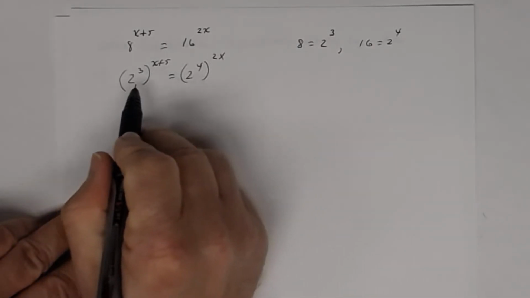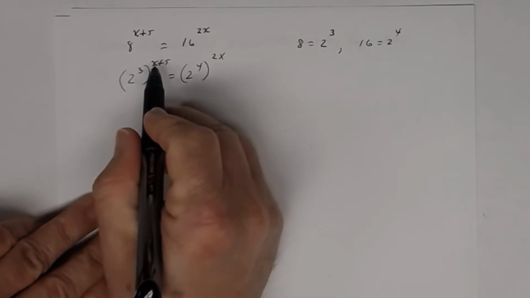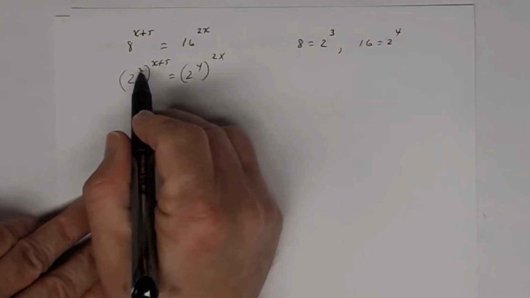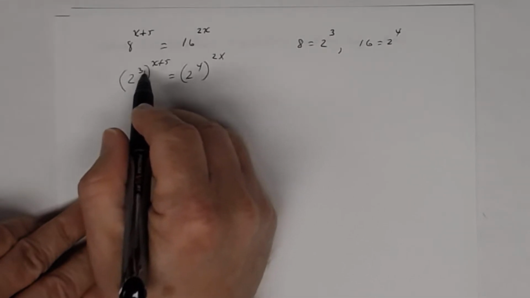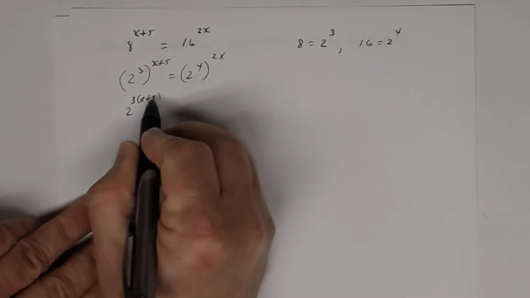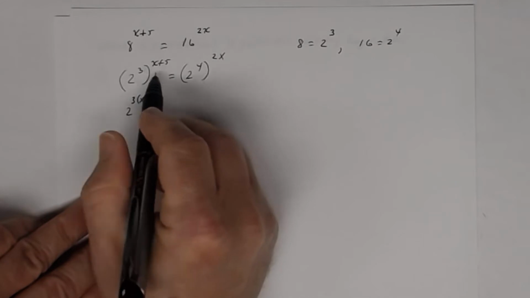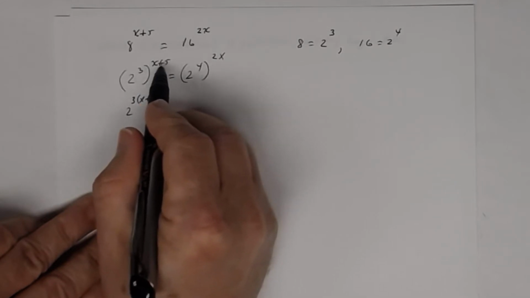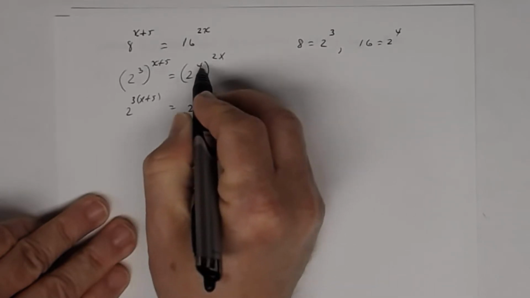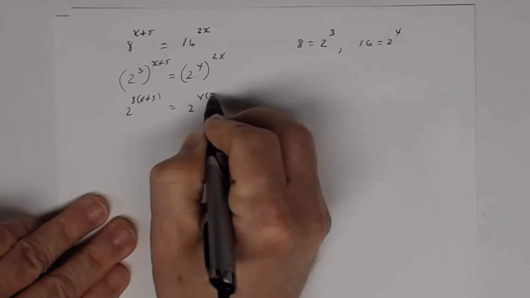And so remember in a previous lesson, when you have a power raised to a power, you multiply those powers. And so this becomes 2 to the 3 times x plus 5. So notice parentheses are needed here because both of those terms are being multiplied by 3. And over here, I have 2, and then that's 4 times 2x.